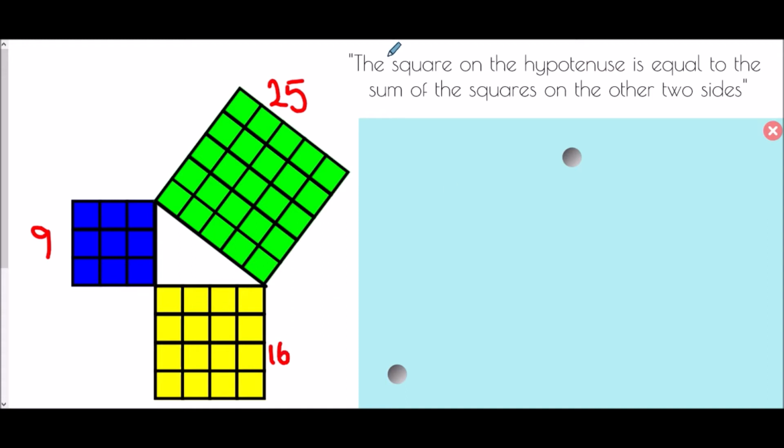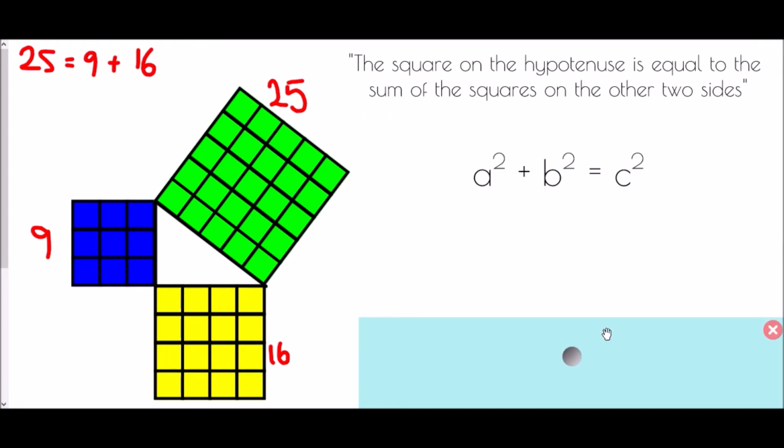What it states here is the square on the hypotenuse, 25, is equal to the sum of the squares on the other two sides. Well, 25 equals 9 plus 16. And so the two squares on these sides add together to make the square on this side. And it leads to a formula: a squared plus b squared equals c squared. Now, if you're going to use this formula, you have to be very careful. c must always be the hypotenuse. If you're using a squared plus b squared equals c squared, the c must always be the hypotenuse. And you'll see why when we come to some questions later on.